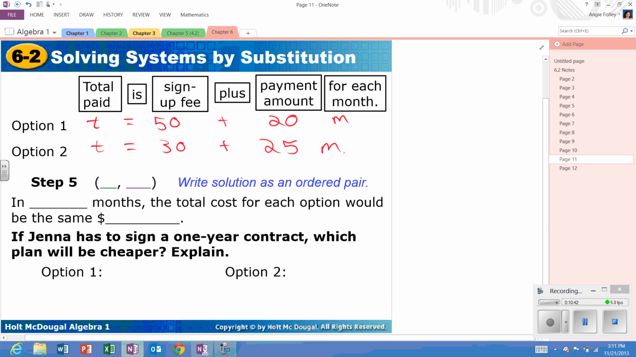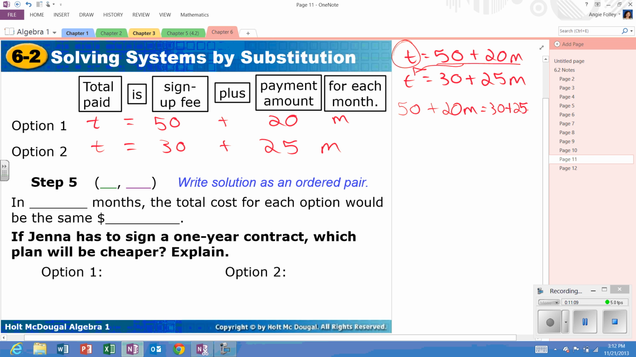Okay, so now we've got 2 equations. T equals 50 plus 20M and T equals 30 plus 25M. Now I need to solve for one of the variables first. If you look, I have 2 equations that both equal a total. So I have a T. I can plug this into this T so that I get 50 plus 20M equals 30 plus 25M.